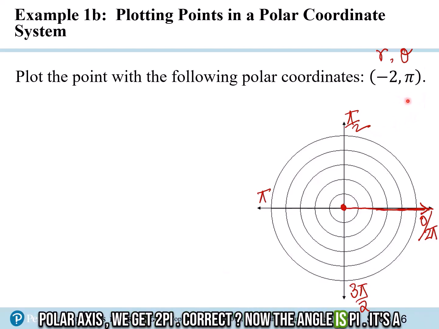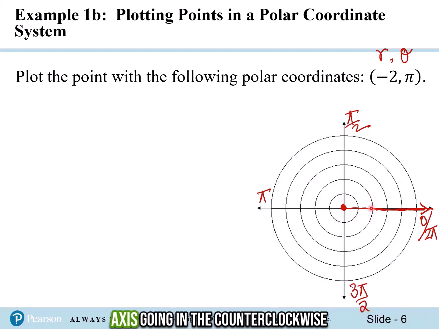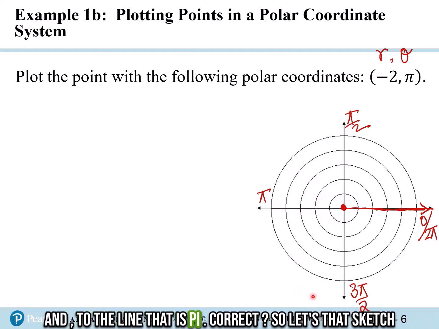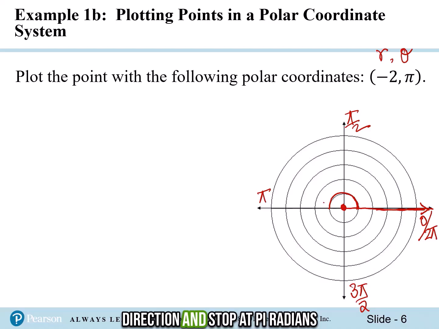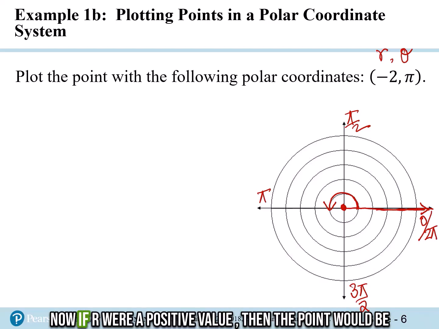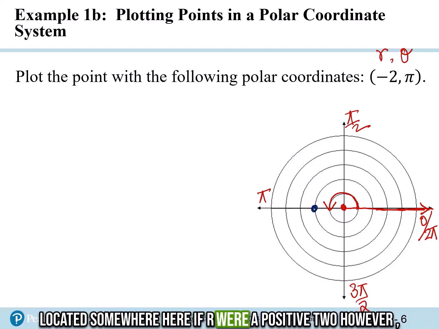Now, the angle is pi, it's a positive angle. Therefore, we have to start from the polar axis going in the counterclockwise direction to the line that is pi, correct? So let's sketch that angle here. From the polar axis, we start in the counterclockwise direction and stop at pi radians. Now that we have our angle, we have to show where R is. Now, if R were a positive value, then the point would be located 2 circles out from the pole, correct? It would be located somewhere here if R were a positive 2.